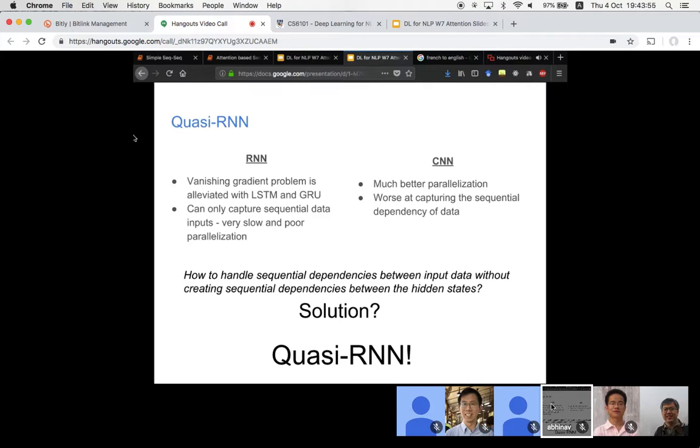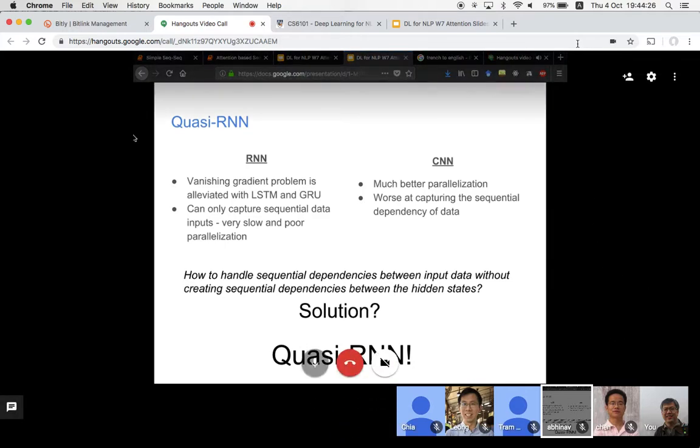Okay, so we've seen a lot about RNNs so far. We saw some of their limitations as well, such as the vanishing gradient problem and the exploding gradient problem. And we saw how these can be alleviated somewhat with the LSTM and the GRU. But related to what Mohit was talking about earlier, the main problem with RNNs is that because of the sequential input of data, it can be very slow and you can't really parallelize it.